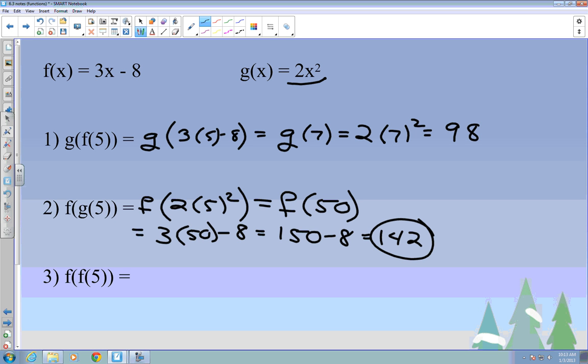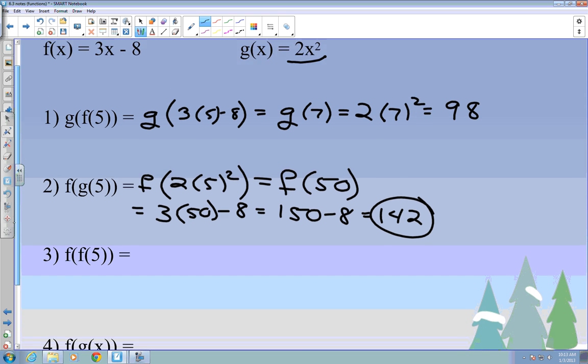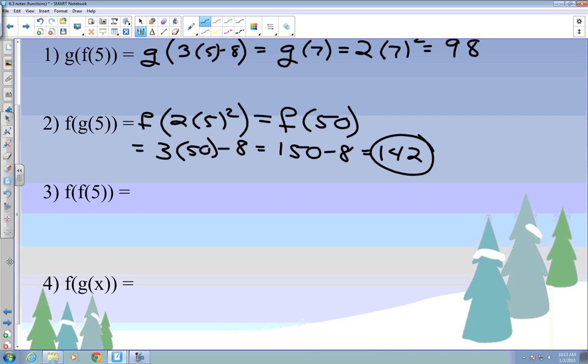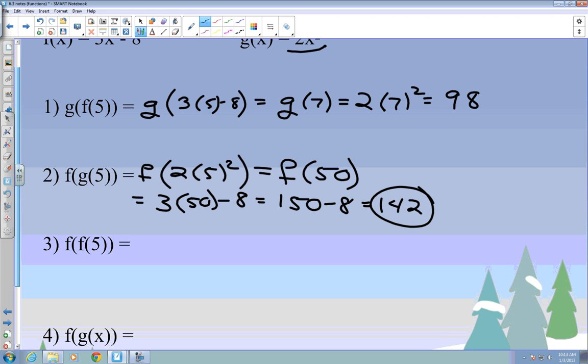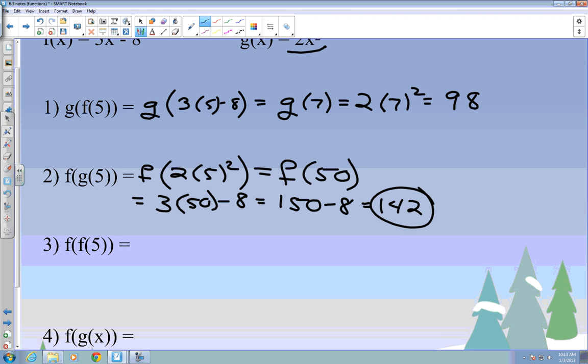There's some tricky ones today. Okay, f of 5 we set up here was 7 earlier, right? So this is going to be f of 7. So that's going to be 3 times 7 minus 8. 21 minus 8. 13.